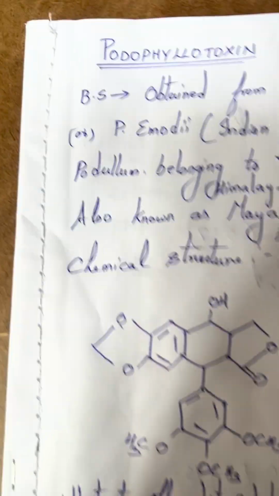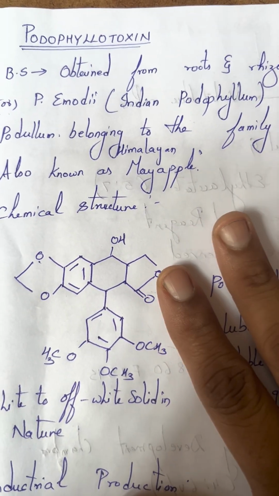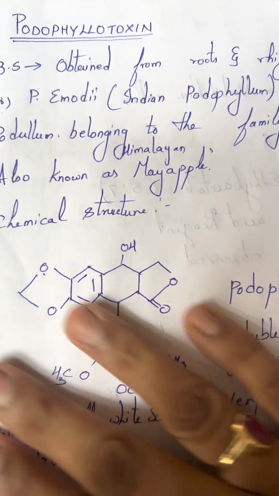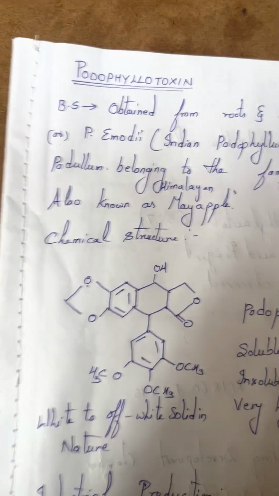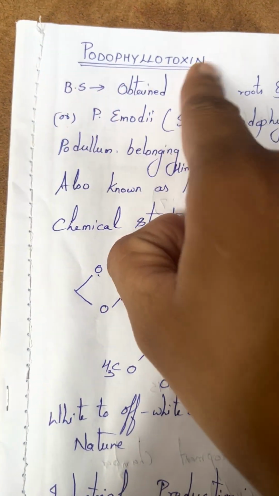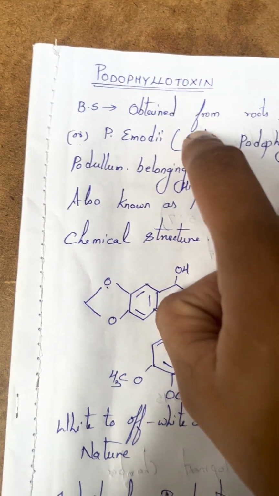So our next topic is podophyllotoxin, the industrial production, estimation and utilization of podophyllotoxin, which comes under the unit 3rd. Okay. So what is the biological source of podophyllotoxin? Podophyllotoxin itself is an active constituent. Okay. So where has it been obtained from?